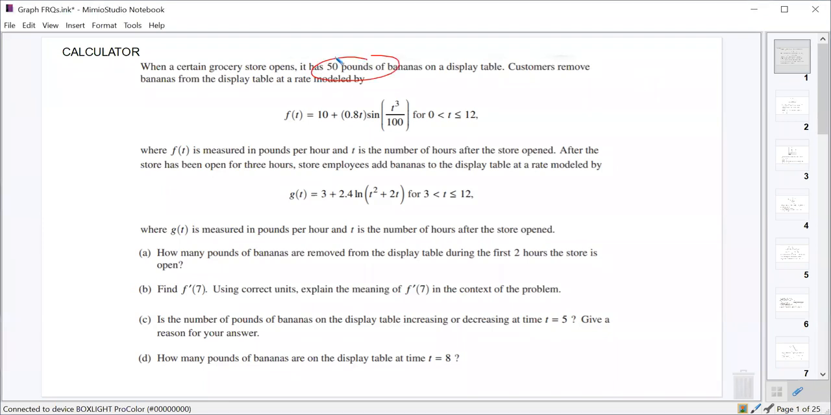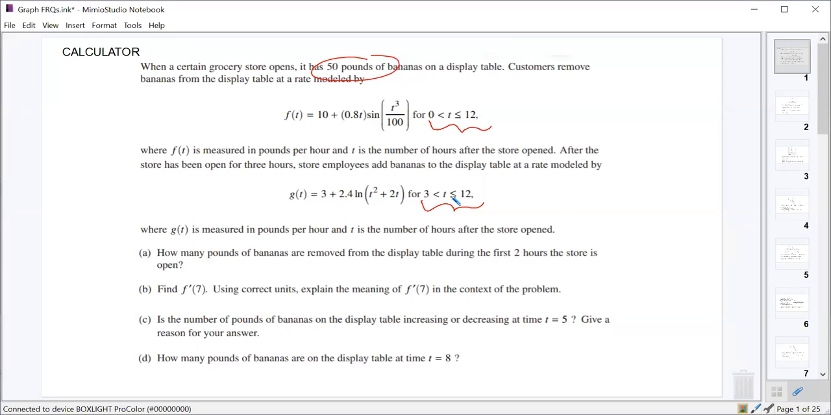One, 50 pounds of bananas to start with. Number two, time interval for bananas being removed is 0 to 12. Number three, time interval for bananas being placed on doesn't start till 3. And so all of that is important stuff.